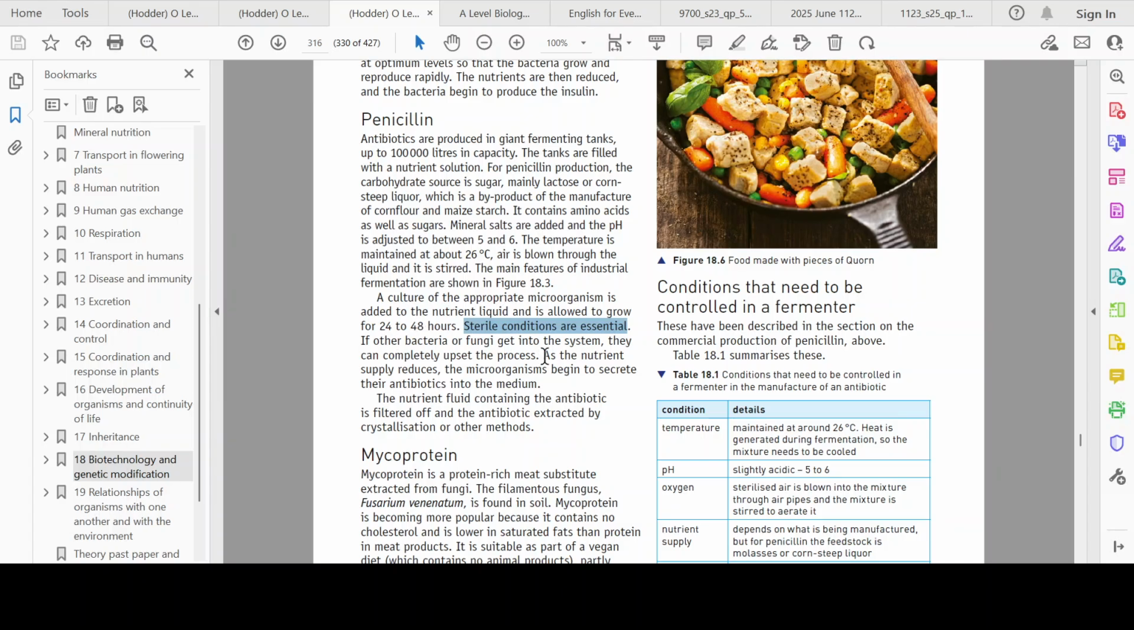This is the important part. As the nutrient supply reduces, the microorganisms begin to secrete the antibiotics into the nutrient. So they need low nutrient levels to actually produce the antibiotic. Now here's the question: if they need low nutrient levels for antibiotic production, why do we initially add all those nutrients to begin with? We can start with low nutrient conditions and not have to wait for 24 or 48 hours and get penicillin from the start.